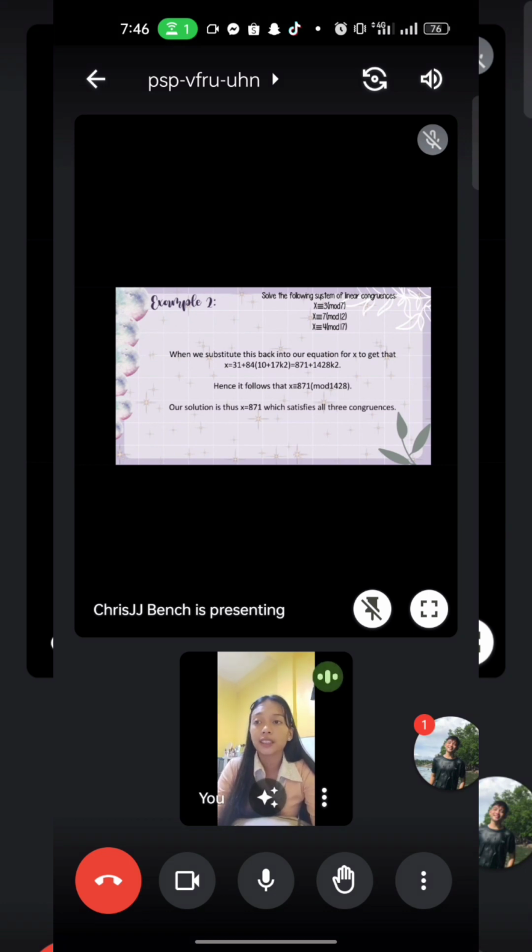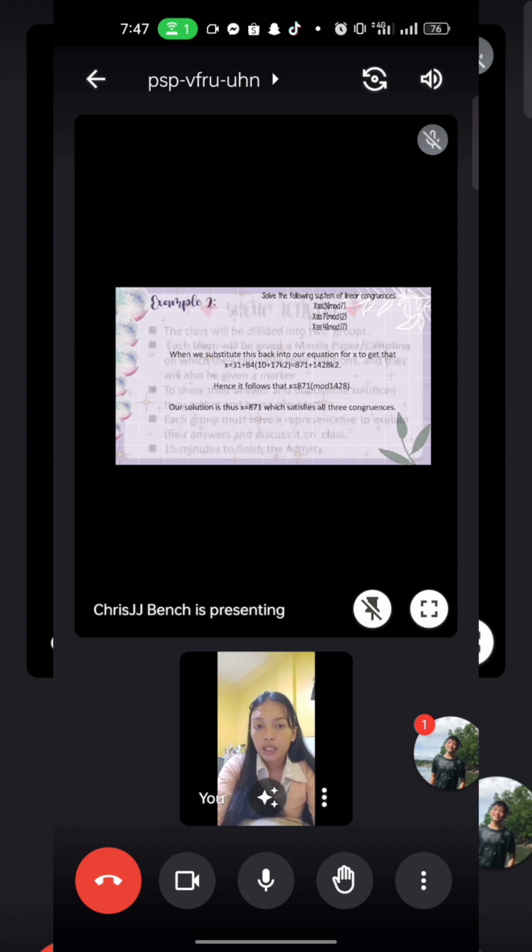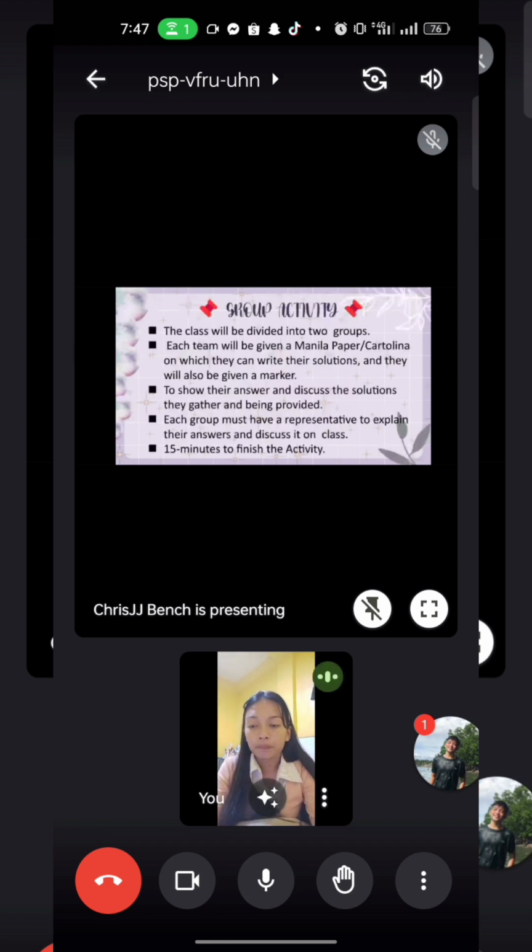Anyone? Do you have any questions? So since you don't have any questions, I will give you an activity. It is a group activity. So the class will be divided into two groups. Each team will be given a manila paper or a cartolina on which they can write their solutions, and they will also be given a marker. So to show their answer and discuss the solutions they gather. Each group must have a representative to explain their answers and discuss it in class.